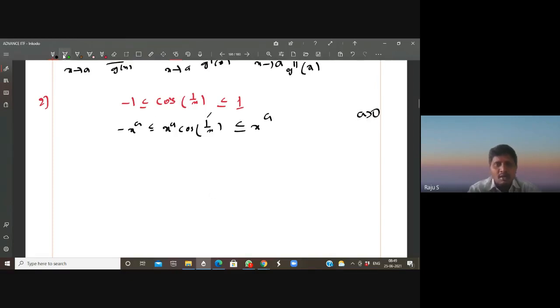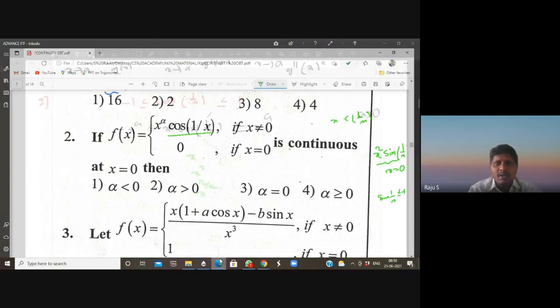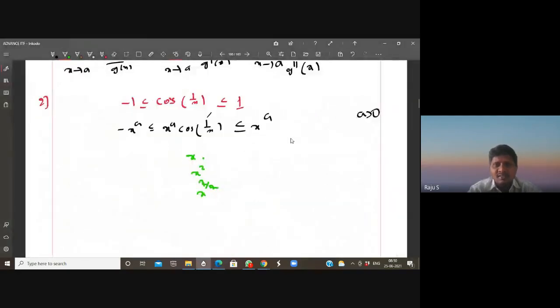So here it is continuous only if a is greater than 0. When the question is in the form of x into cos 1 by x or sin 1 by x, or x square into cos 1 by x or sin 1 by x, or x to the power of 1 by 2, 2 by 3, 3 by 4, whatever it is, the power should be greater than 0. The a value must be strictly greater than 0, not even equal to 0, and not less than 0.